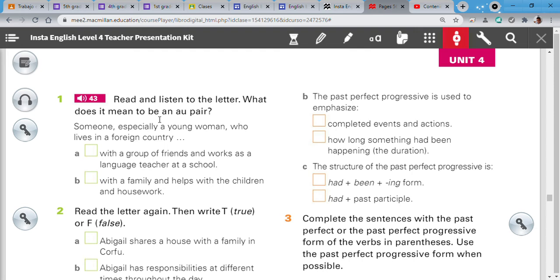What does it mean to be an au pair? Okay, an au pair is someone, especially a young woman, who lives in a foreign country. Okay, that is the right information. Now we need to finish this information with A or B, with a group of friends and work as a language teacher at school, or with a family and helps with the children and housework. So, opinions, A or B? Exactly, B. Someone especially a young woman who lives in a foreign country with a family and helps with the children and the housework. Teacher, what is housework? The activities in the house: to clean, to cook, to iron, etc. Okay? Or also to walk the dog, no? To walk the dog in the park.